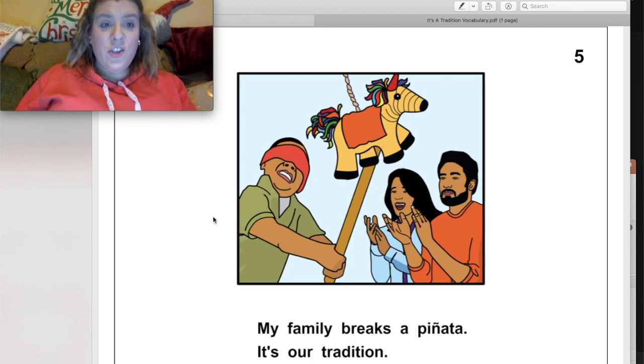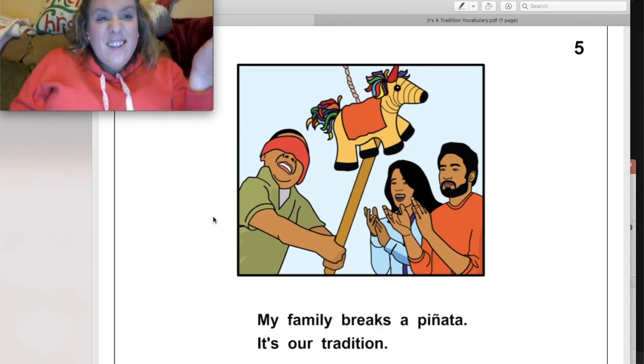It's their tradition. Again, it's okay if you don't use a piñata during the holiday season, because that's not your tradition.